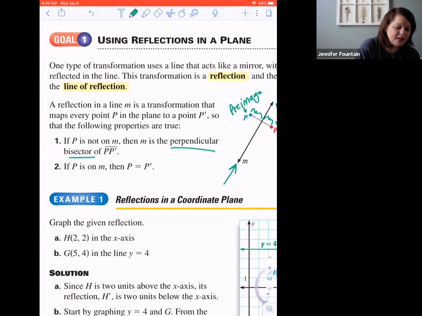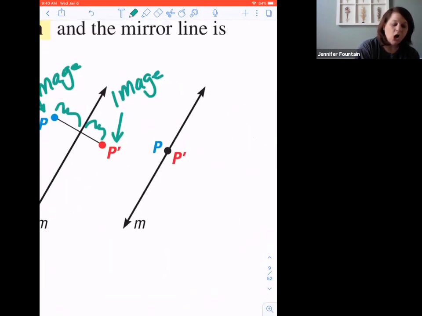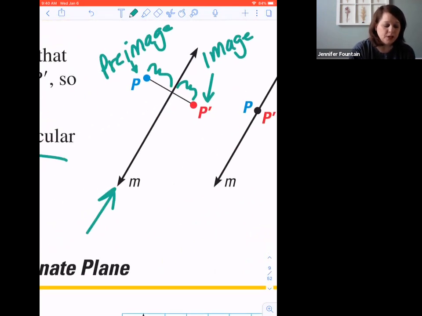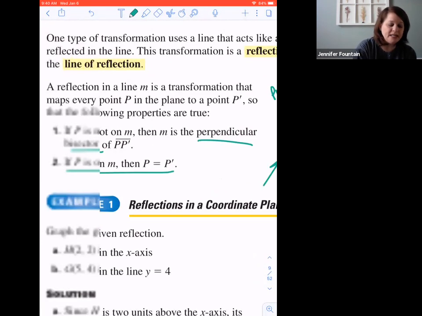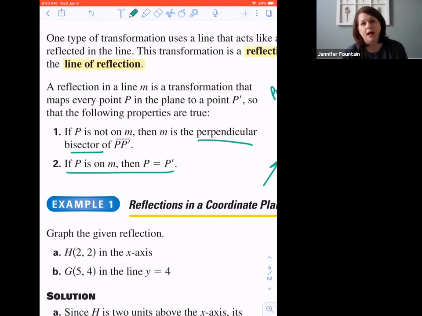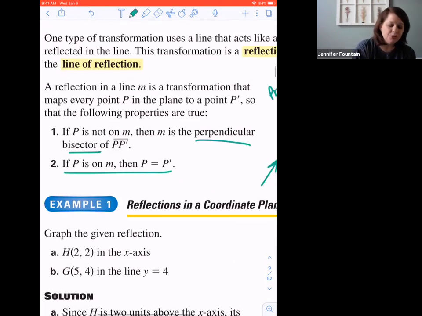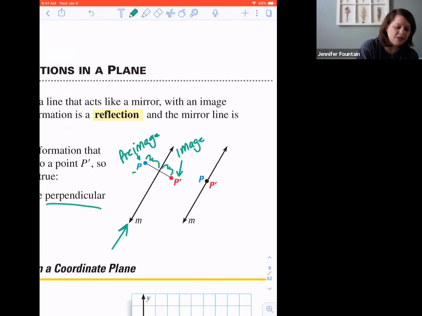And then it says if P is a location on line M, then P prime is also a location on M. So P is equal to P prime. My two cases are if it is not on the line or if it is on the line. If it's not on the line, then line M is a perpendicular bisector. But if it is on the line, P is equal to P prime.